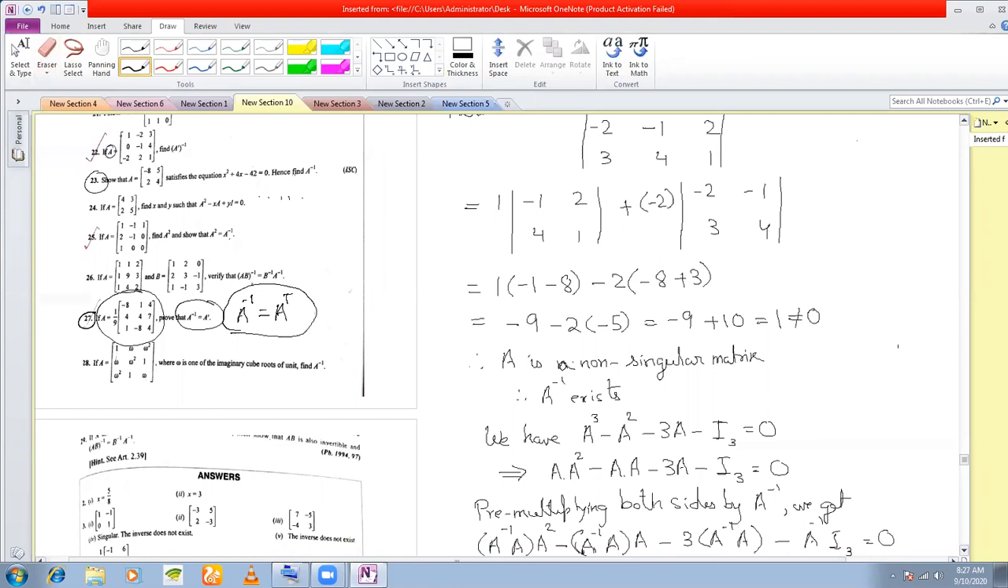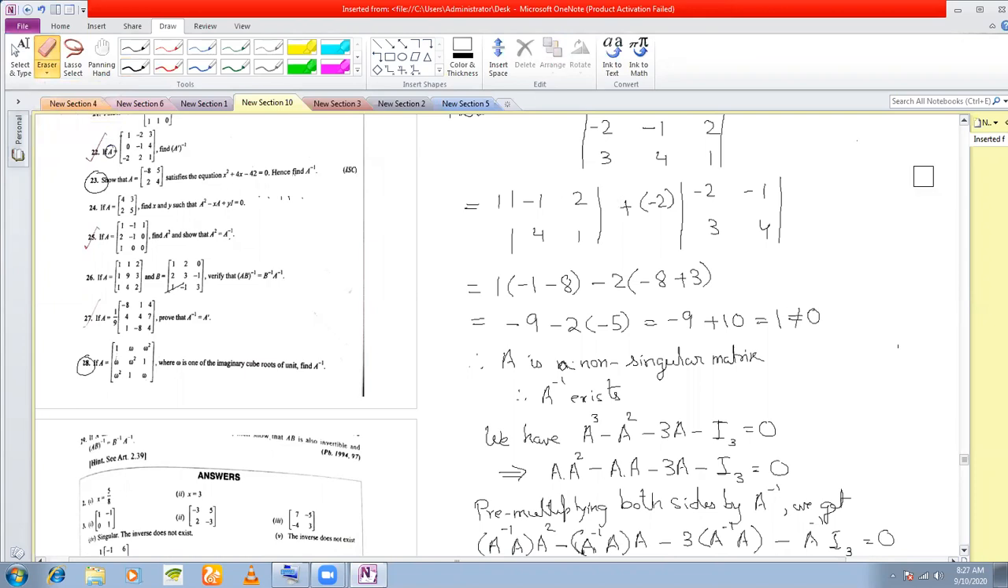But what you can see from this property is that this matrix has to be an orthogonal matrix. This is indirect. They have not mentioned orthogonal, but that is what they intend to convey. If A is equal to this, where omega is the imaginary cube root of unity, this one I'll do. Complex numbers, 28.